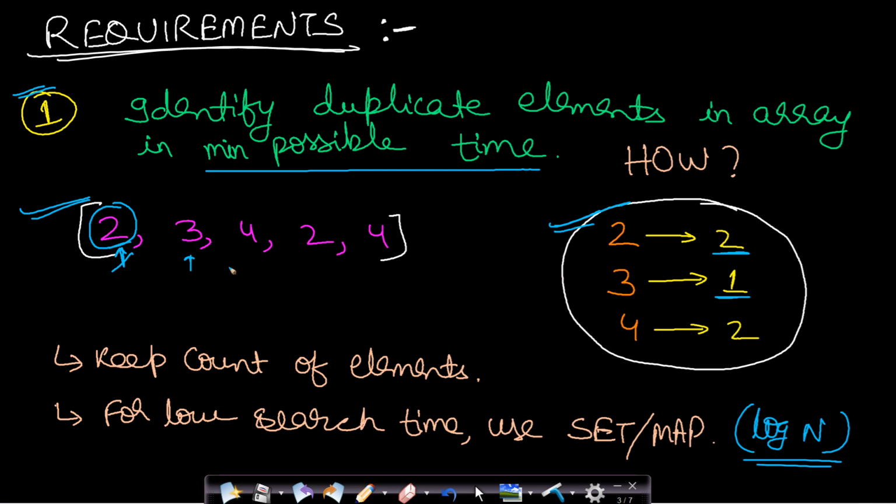So this method's efficiency depends on the choice of your data structure. You cannot simply take an array and maintain the count, since in an array you will have to search from start to end each and every time for each and every element. So what we can do is take a set or a map, because in these data structures searching for an element takes just log n time. So this is quite efficient for searching. I hope you got the first requirement.